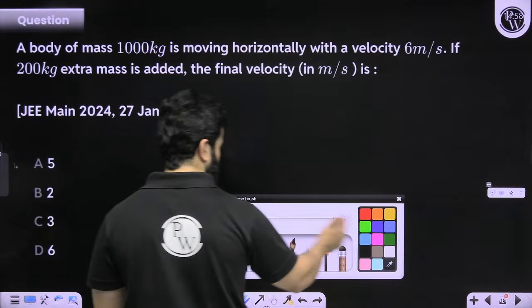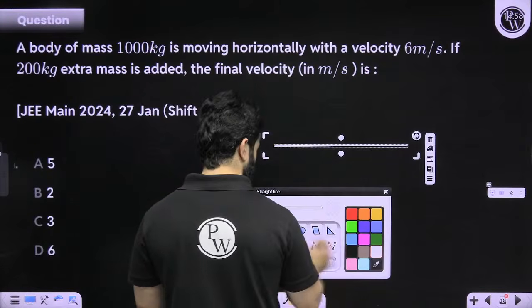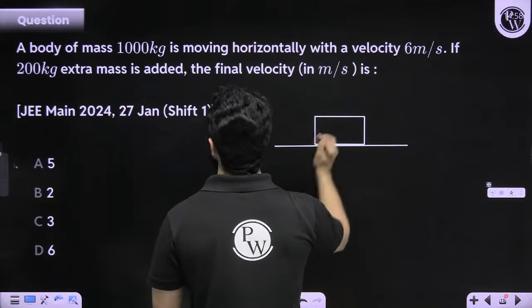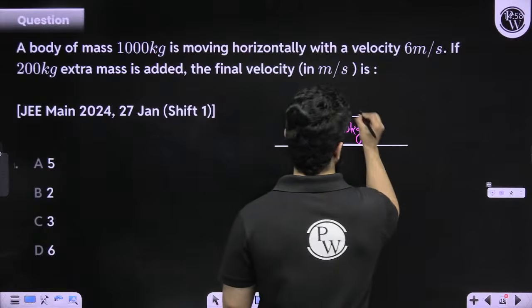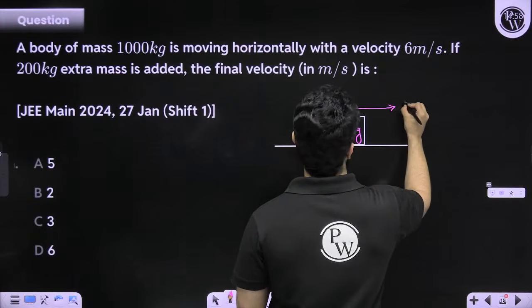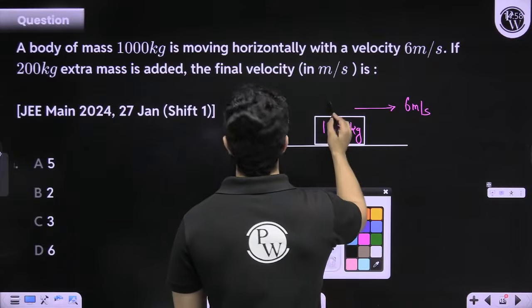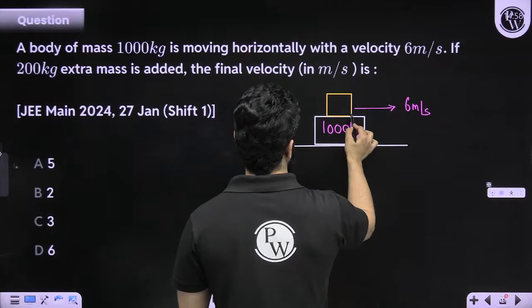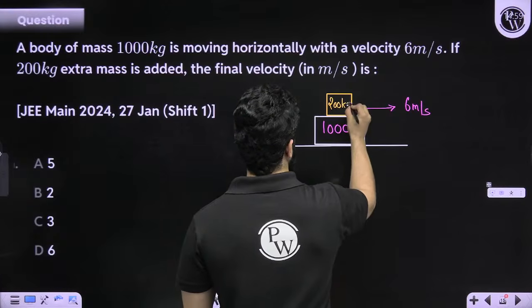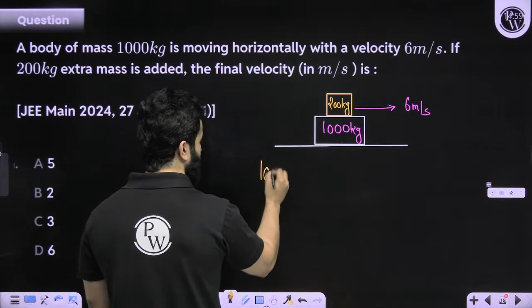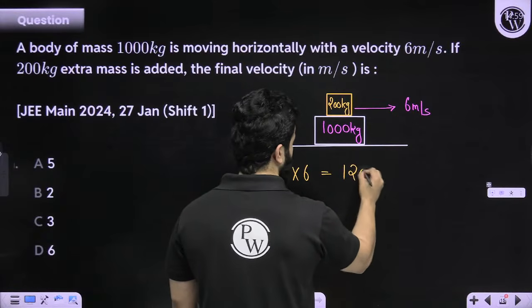This is a simple problem of conservation of linear momentum. The question is saying that a body of mass 1000 kg was moving with a velocity of 6 meter per second, and another block of 200 kilogram was kept on it. So we are going to simply say initial momentum is 1000 times 6, and finally it will become 1200 times V.